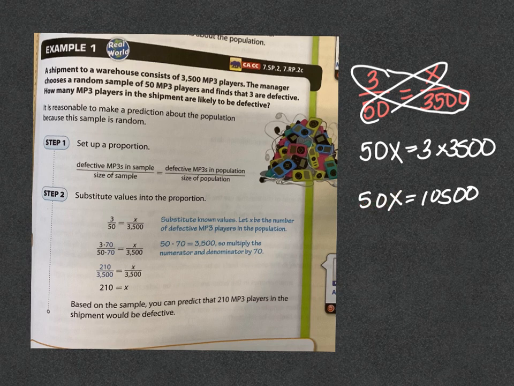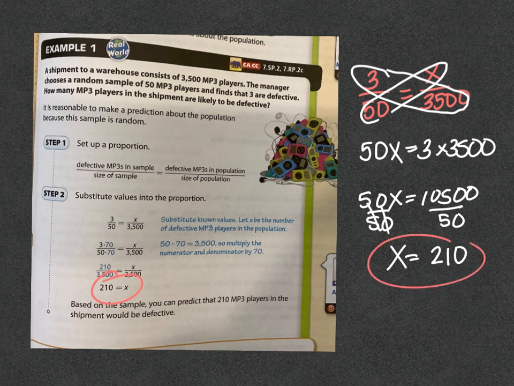X is being multiplied by 50. I want to isolate the variable x. He's being multiplied. The inverse of multiply is divide by 50. I will do that to both sides of the equation to keep it balanced. And I will end up with 210, which is what they had ended up with here. It was just another way to go about it.